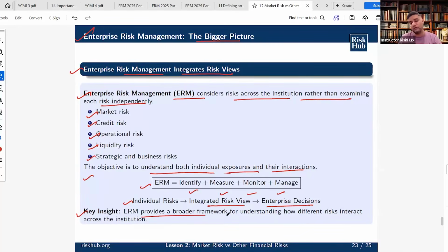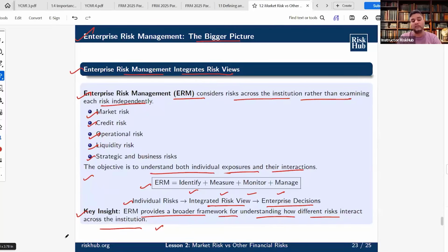Key insight: ERM provides a broader framework for understanding how different risks interact across the institution, right? Enterprise risk management looks at risk across the whole institution rather than one at a time. The slide lists what it covers: market, credit, operation, liquidity, strategy, and business. The stated objective is to understand both individual exposure and their interaction. Interaction is the effect of two risks occurring together, being different from the sum of each alone. ERM equals identify plus measure plus monitor plus manage. This names the four activities in the ERM cycle. It's a definition, not arithmetic.